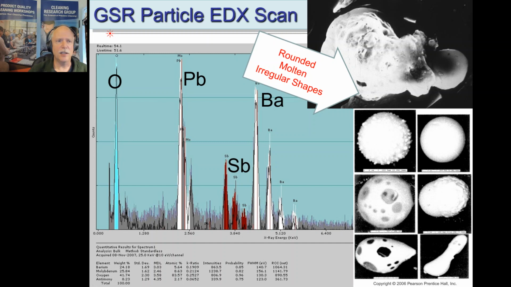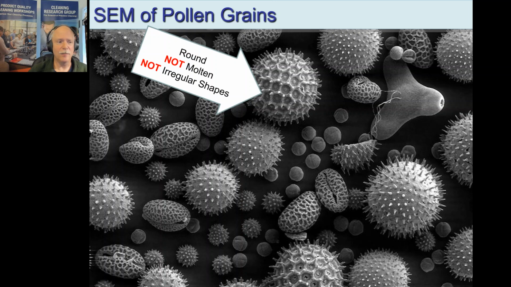And so then let's look at some of the particles that are the same size as gunshot residue, but would be definitely not gunshot residue. And that would be pollen grains. So pollen is roughly the same size as gunshot residue, but you see, even though they're round, they're definitely not molten, and they're not irregular in shape. They're complex in shape, but they're not irregular. And this is a very regular pattern. You see hexagonal ring structures. You see all these spikes. There's no way that this is a molten particle because those spikes would melt away first.